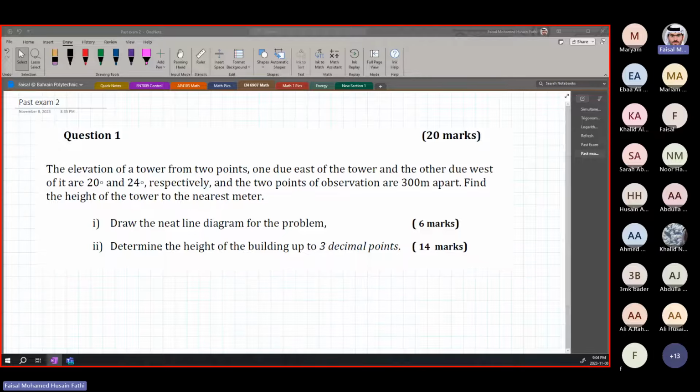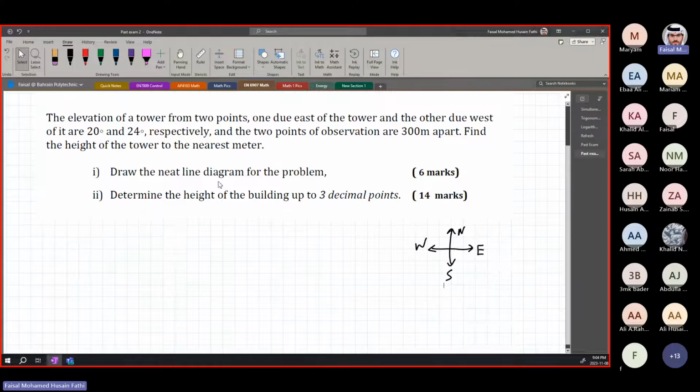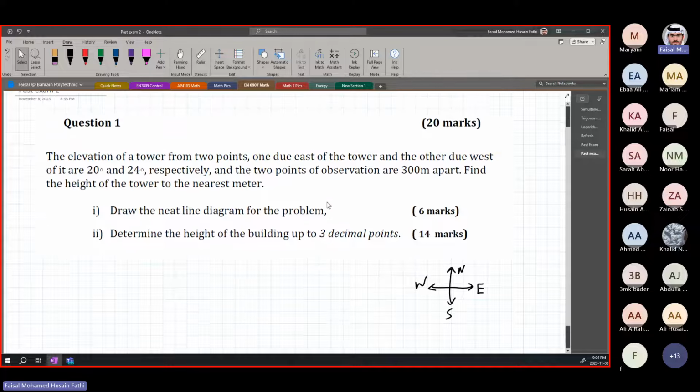The first question says: the elevation of a tower from 2 points, one due east of the tower and the other due west of the tower, are 20 and 24 degrees respectively. And the 2 points of observation are 300 meters apart. Find the height of the tower to the nearest meter. First, draw a neat line diagram, and then determine the height.